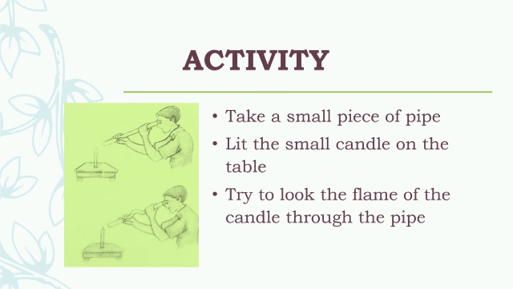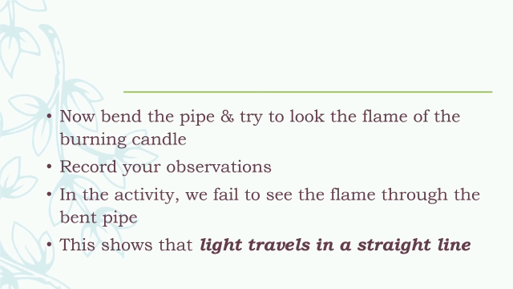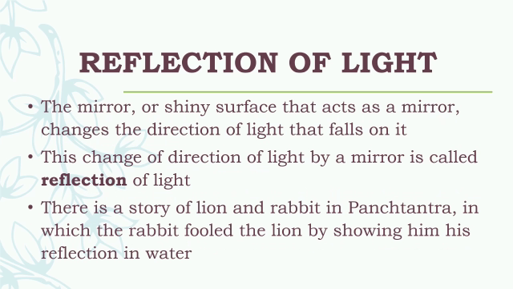Now children, we will study one activity which shows that light travels in a straight line. For this you are required to take a small piece of pipe and light a small candle on the table, as you see here in the picture. Try to look at the flame of the candle through the pipe. Now bend the pipe and try to look at the flame of the burning candle and record your observations. In the activity, we fail to see the flame through the bent pipe. This shows that light travels in a straight line.